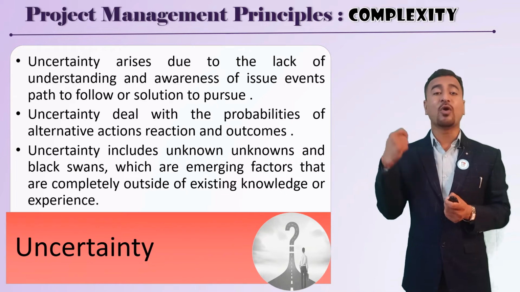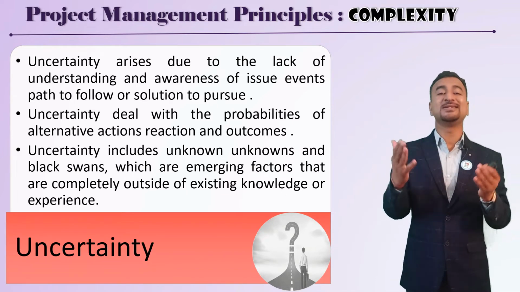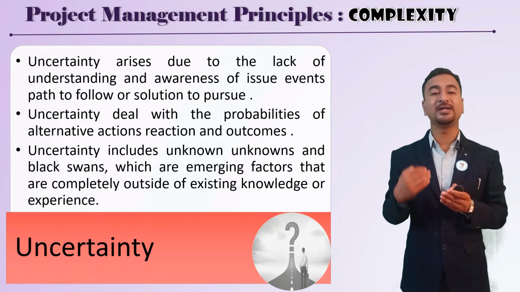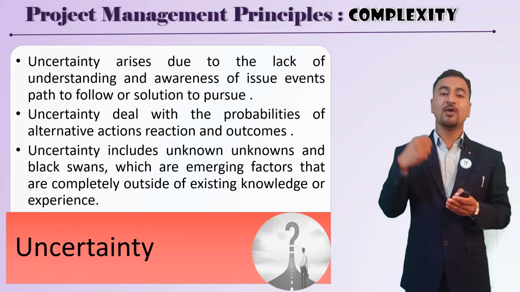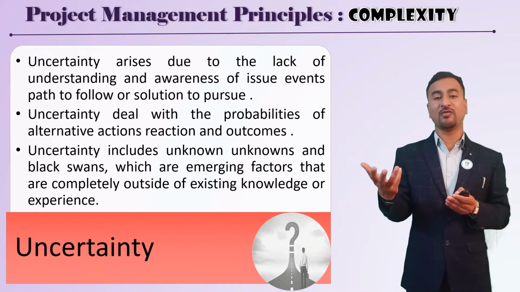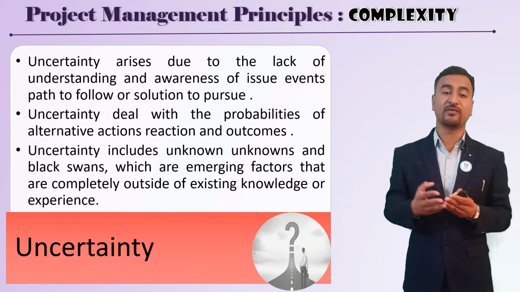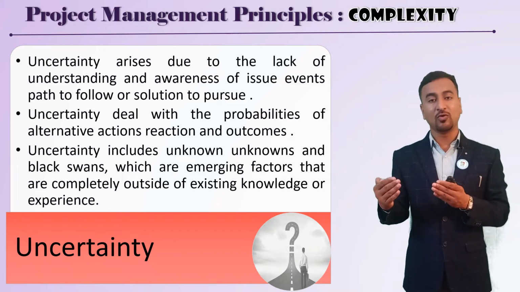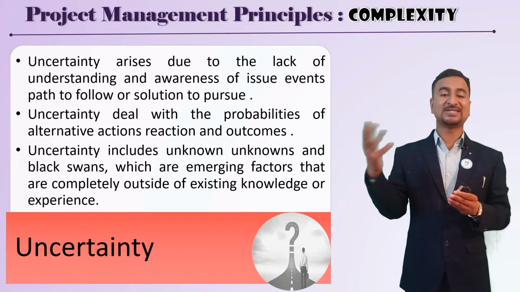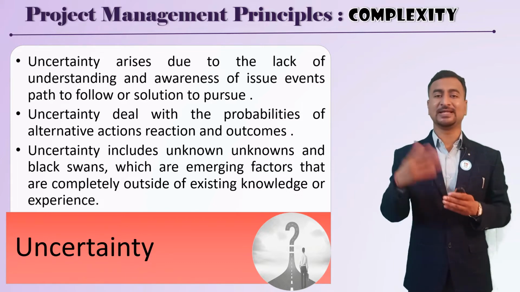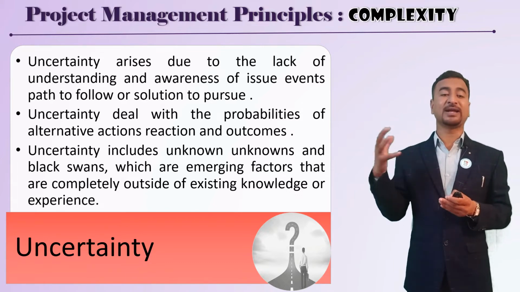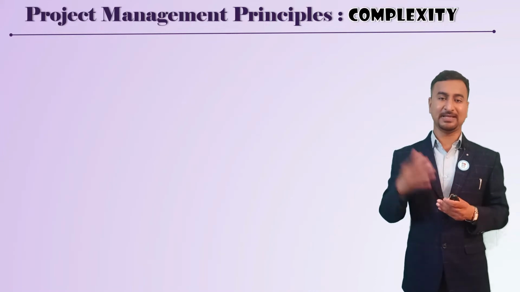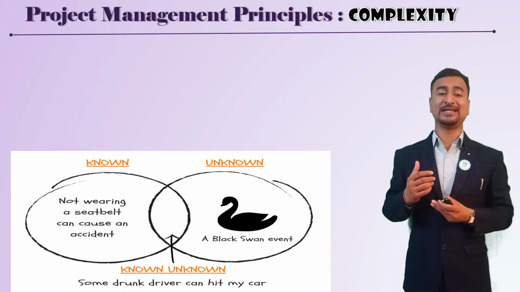Now let's try to understand uncertainty. Uncertainty arises due to a lack of understanding and awareness of issues or unknowns, and of what the solution would be for the issues we are trying to deal with. Uncertainty includes unknowns, known unknowns, and the black swan theory, which we are going to discuss in a couple of minutes, which are emerging factors that are completely outside existing knowledge or experience. Let me give you an example to understand the black swan theory.